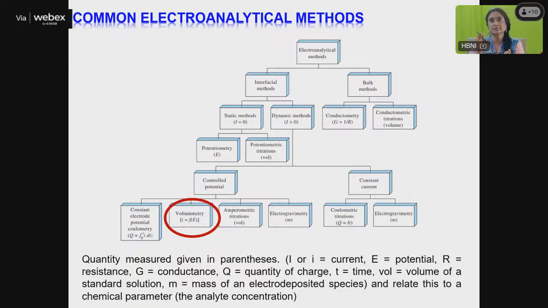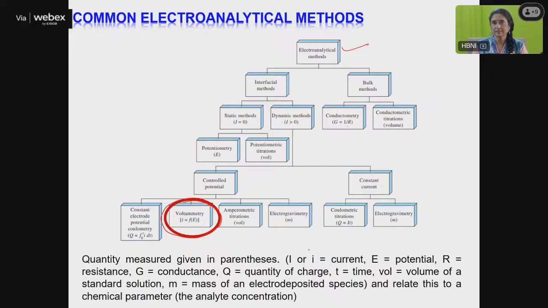With this electrochemistry, there are many electroanalytical methods. If I want to subdivide them, this is a tree of various electrochemical methods. You can have a look. There are interfacial methods and bulk methods. In interfacial, again static and dynamic. Here there is conductometry or conductometric titrations. In the static methods, potentiometry. In the dynamic methods there are various things: controlled potential and constant current methods. In controlled potential comes voltammetry, which is very widely used, and therefore we will look into this.